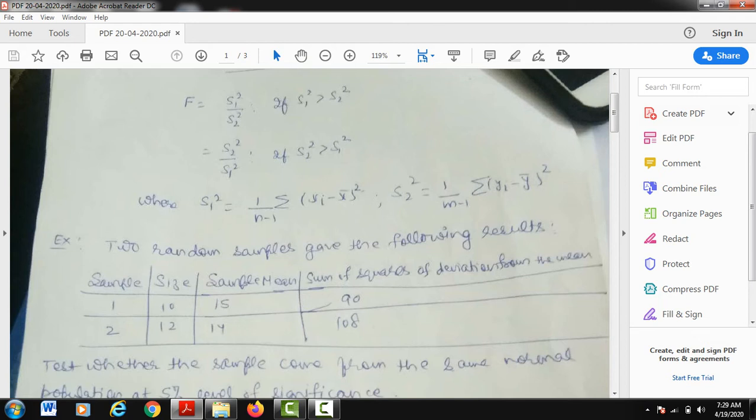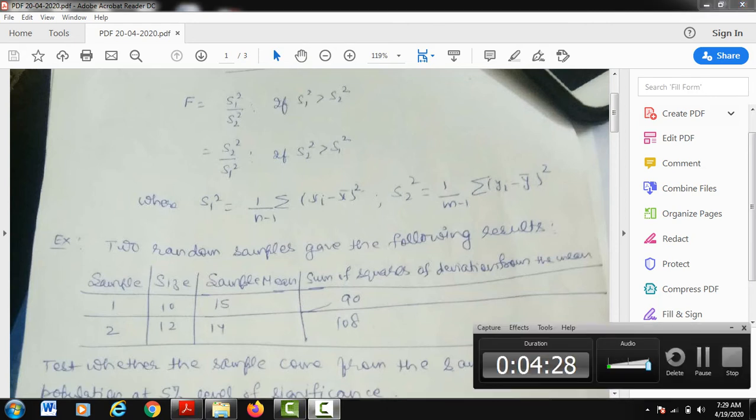Now the question is, what is S1 square and S2 square? I have written the formulas for S1 square and S2 square. These things you have to keep in your mind before starting the numericals or applications of F test. S1 square is given by 1 upon n minus 1 sigma xi minus x bar whole square. S2 square is 1 upon m minus 1 sigma yi minus y bar whole square.